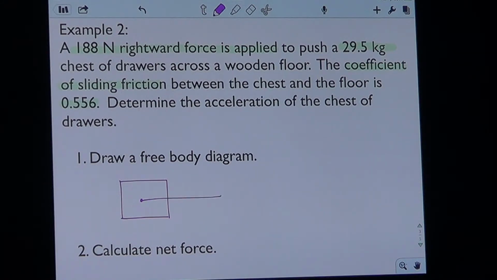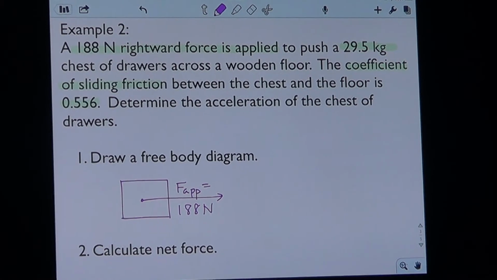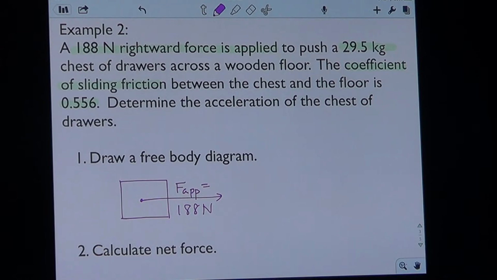Okay, good. We have an applied force to the right, and they tell us that it is 188 newtons. What else? Friction is 0.556, but we don't know how many newtons the friction is, so we're going to have to calculate that later. We know the coefficient of sliding friction, that's the mu number, but we don't know how many newtons the friction is yet.